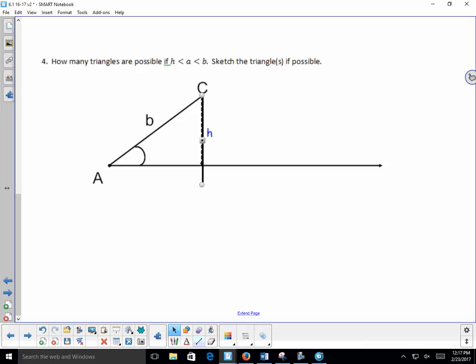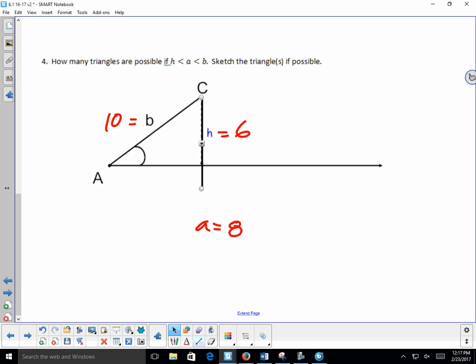I'll throw some numbers on if you think that'll help. Let's say B is 10, and let's say H is 6, and let's say A was equal to 8. So that's in between H and B, right? So how many places can I fit? Rotate for me. There we go. How many places will this hit this line so I can say, hey, that's a triangle? Danny? Isn't side A side H?